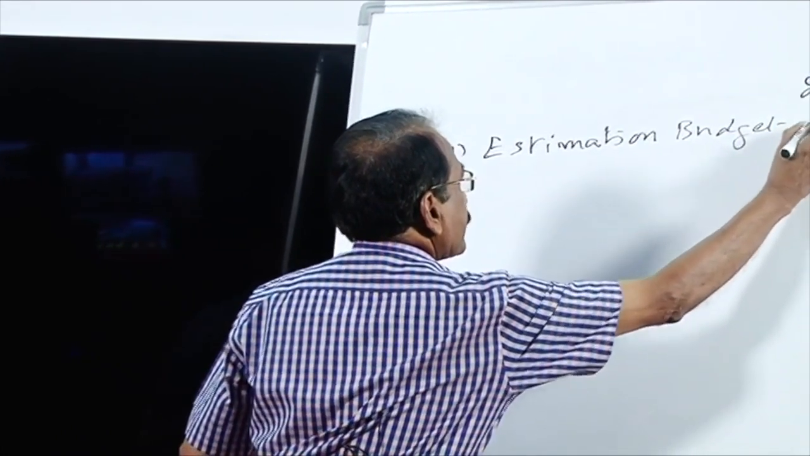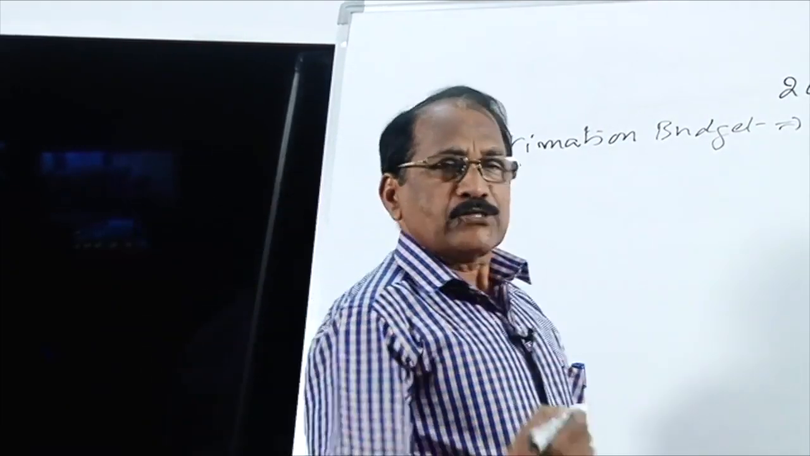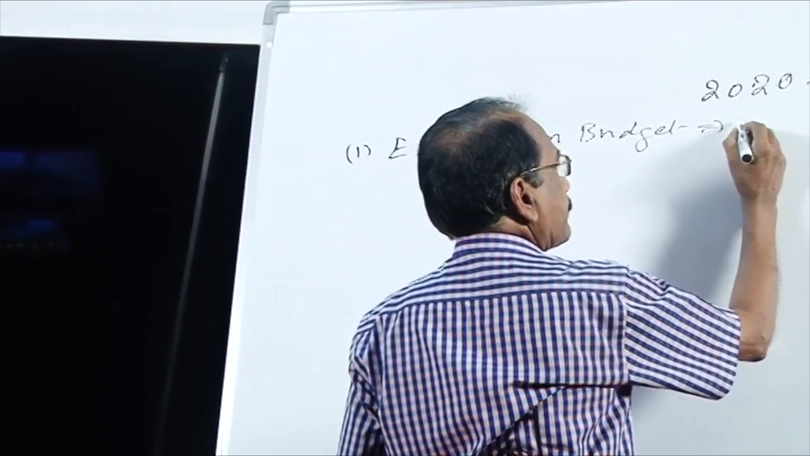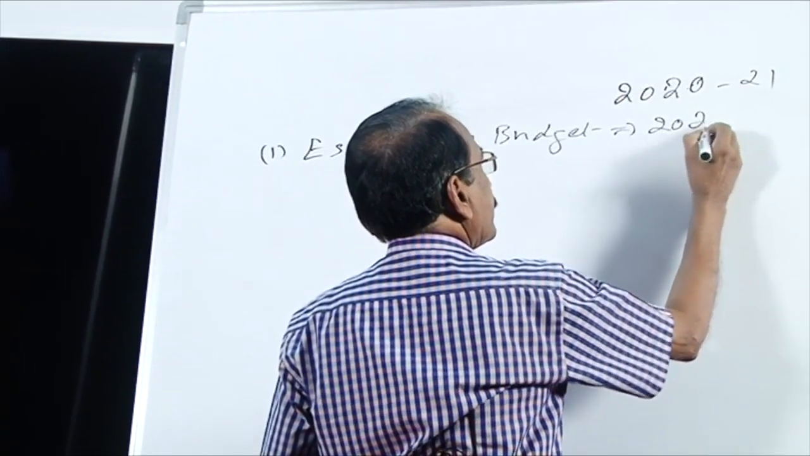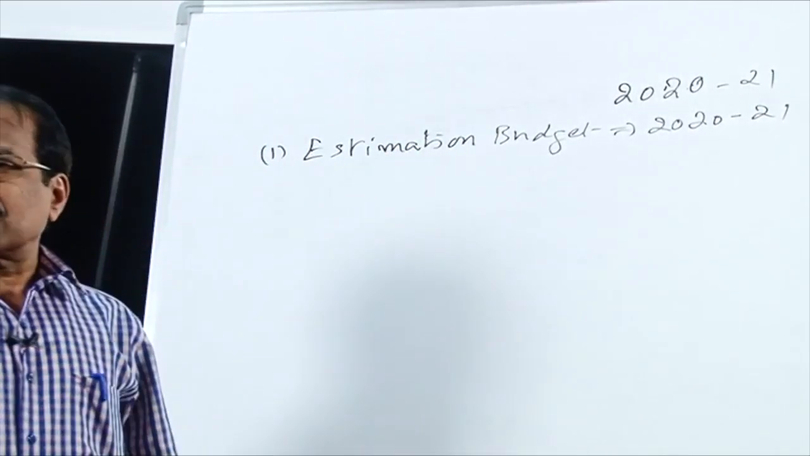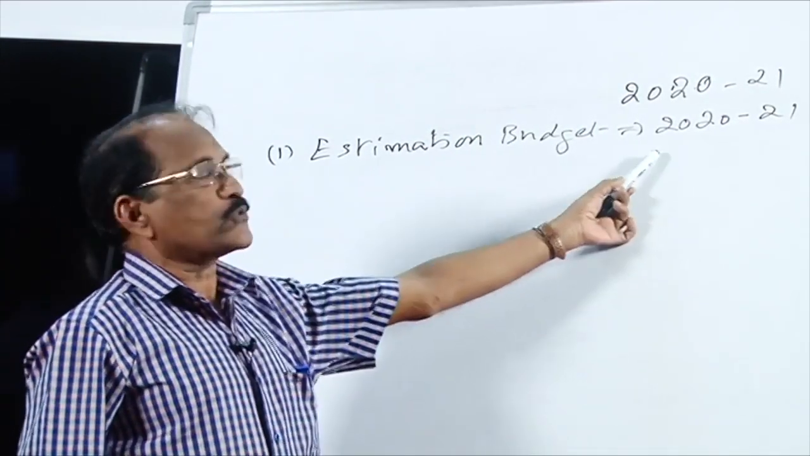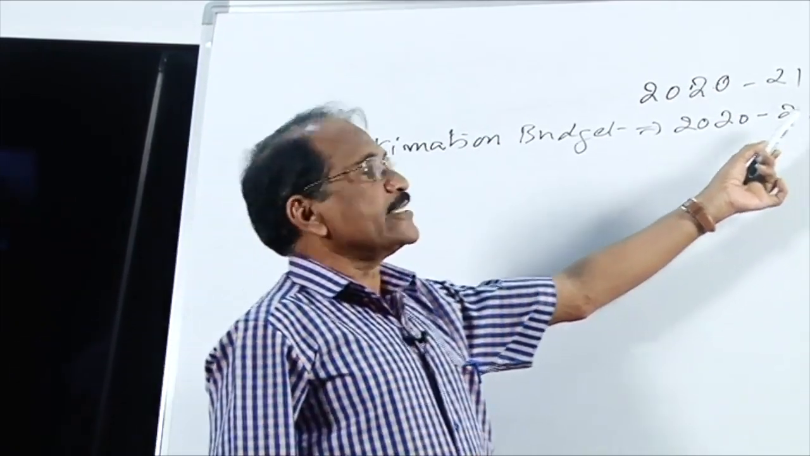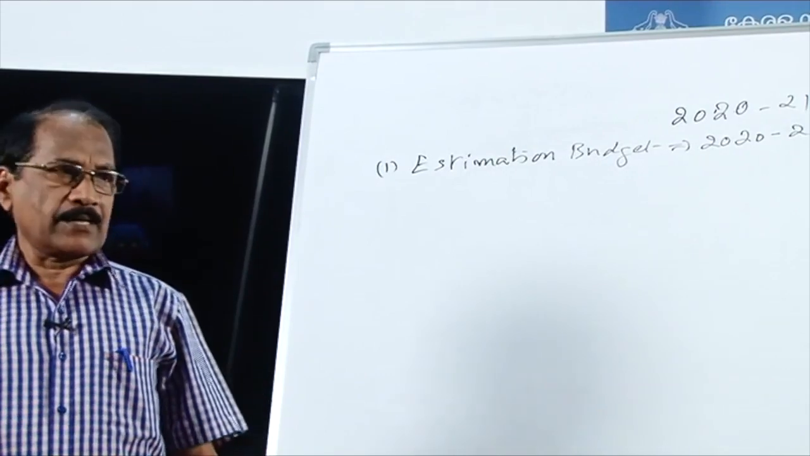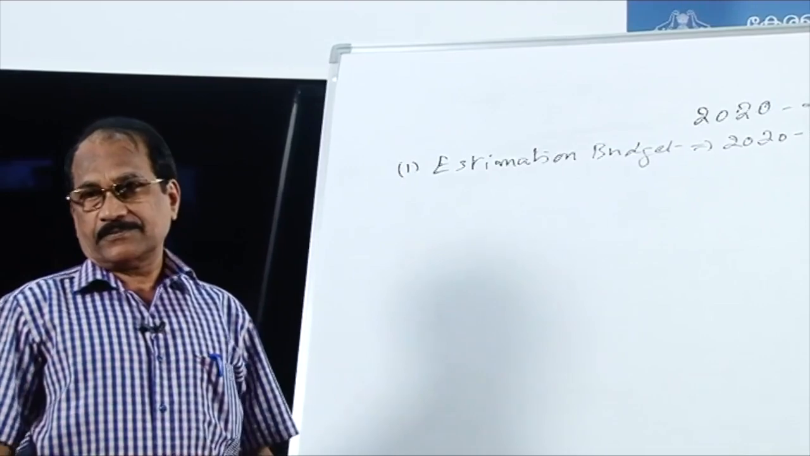Therefore, the estimation budget is for which year? Estimation budget is for the ensuing financial year. The next financial year means 2020-21. For the next financial year 2020-21, starting from April 1st of 2020 to March 31st of 2021, a budget is already presented in the Parliament, and that budget is what is known as estimation budget.